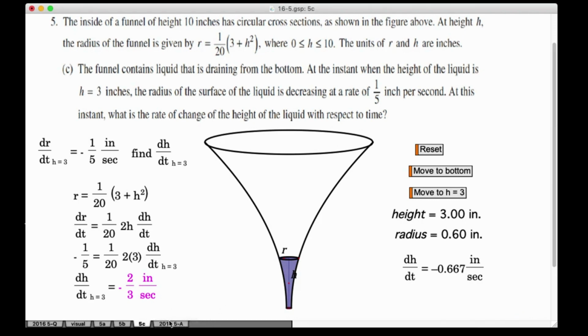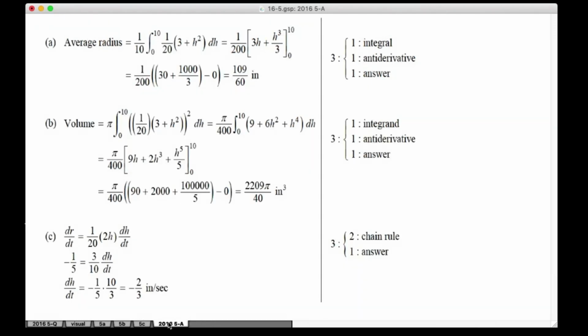Very important when you're doing AP questions, it's a good idea to look at the answers, see what they give you points for and what they take off for, so you get an idea of how much each question is worth. So you see they gave us 3 points for each part. The first part, for the average radius, they gave you 1 point for the integral.